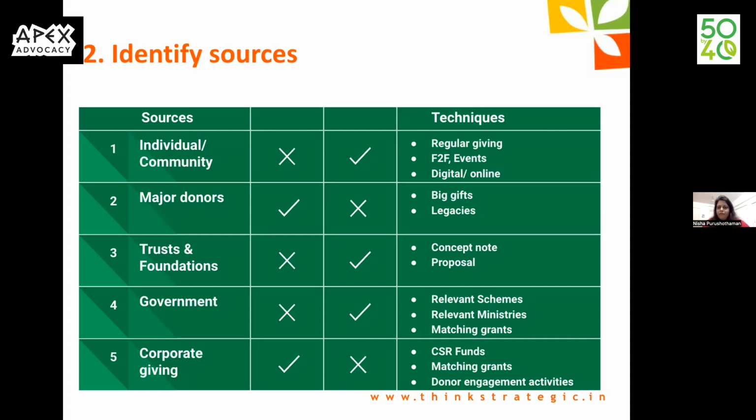Every single source over here, you could apply the same concentric circle exercise and look at who it is that would want to support you. For example, if you look at major donors or trusts and foundations, who are the trusts and foundations who are most likely to support you?